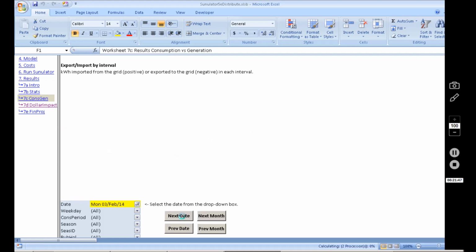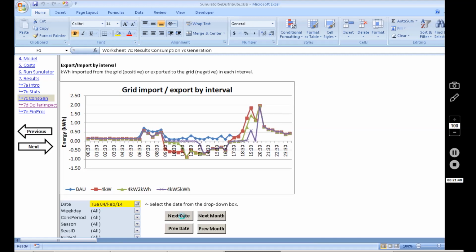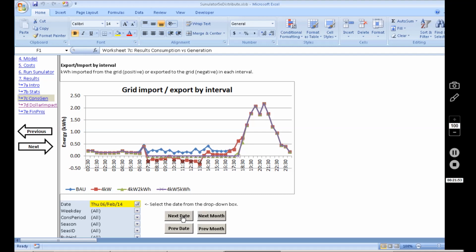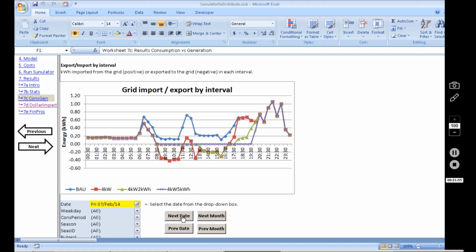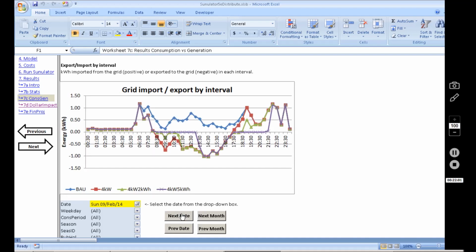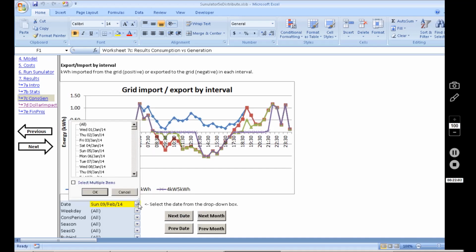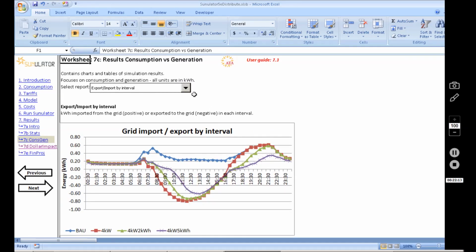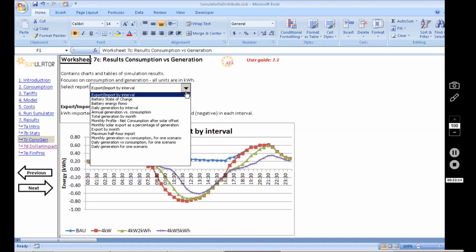If I just scroll through a few days, you can start to get a feeling of the amount of variability that you can see in the energy patterns from day to day. Just put that back to all. And if you did want to investigate a specific day, then you can do it with this chart. So that's a grid import and export.